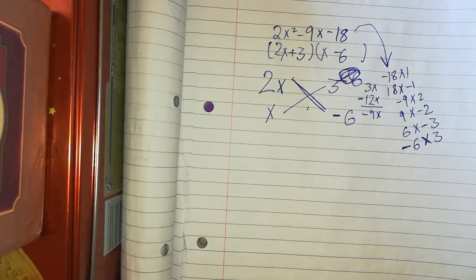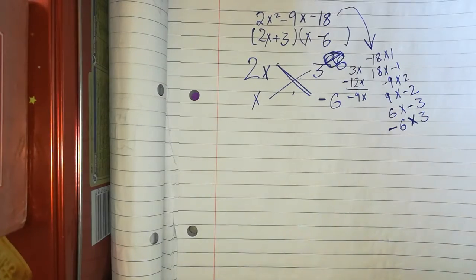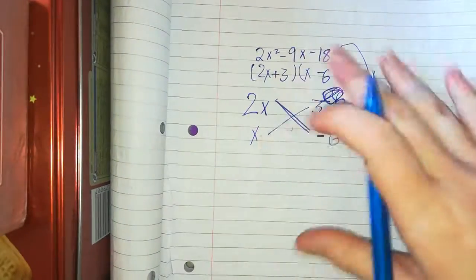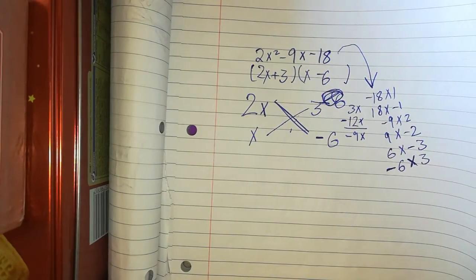So those are the two different methods. We can factorize by the guide number method, or we can do the box method. So that is our question.